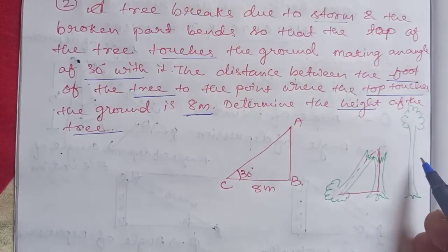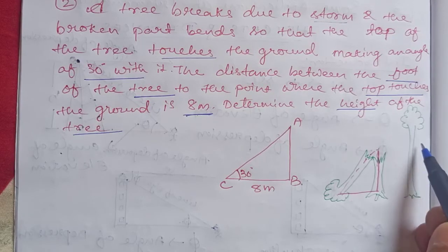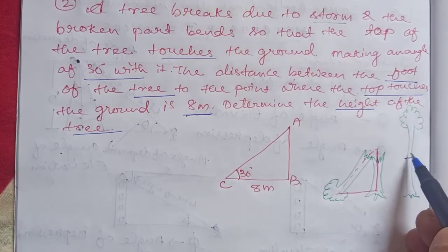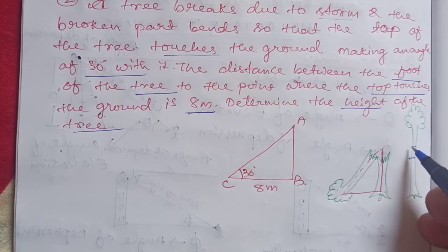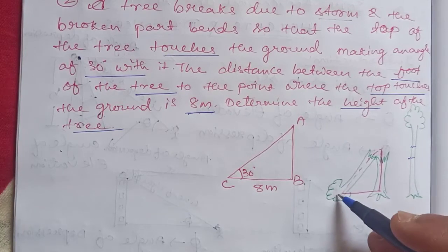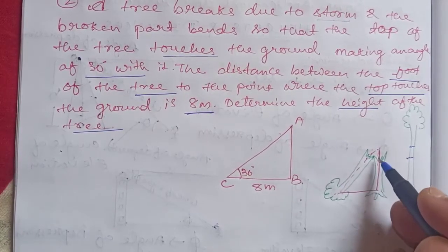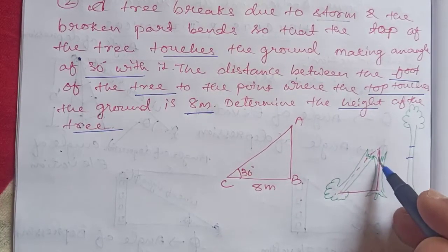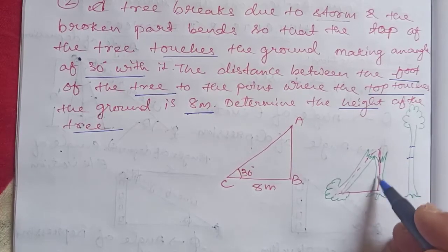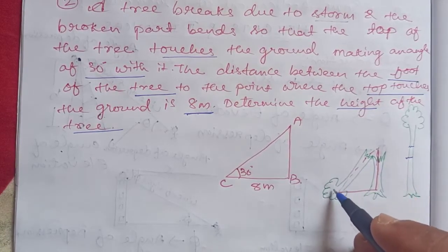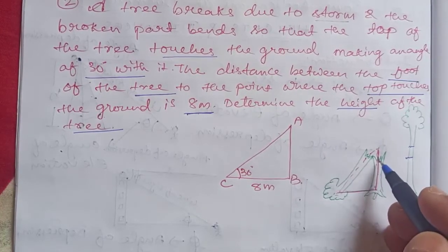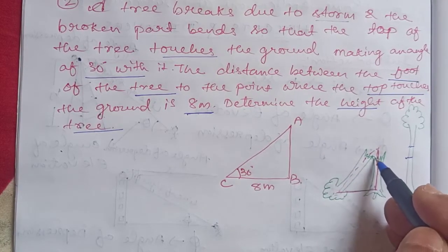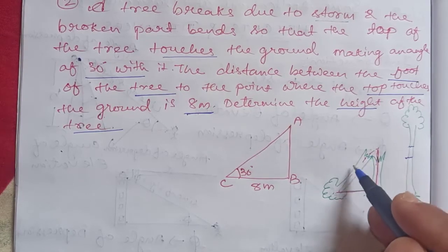Okay, so I have just drawn a diagram. Suppose this is a tree and it has broken from the middle or from somewhere, and it is broken from such a height, and the top part, the broken part, touches the ground so that it looks something like this. This is the tree which is broken now, and the top touches the ground. This is the ground level. Now this tree looks something like this. This half broken part and this half broken part.